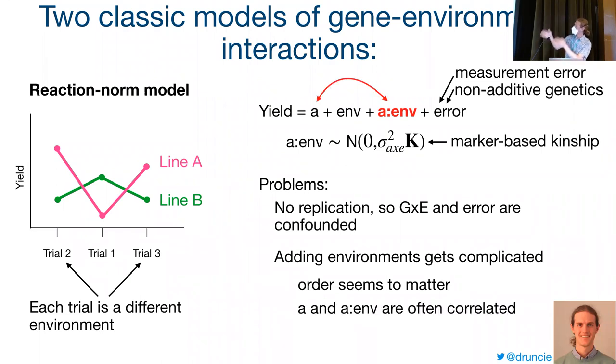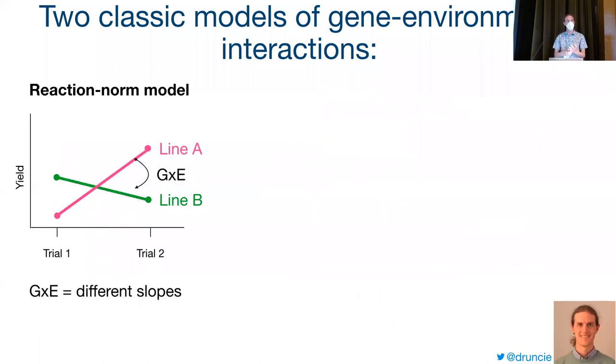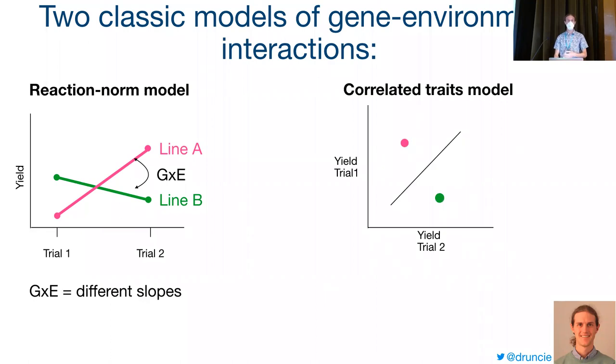Also, modeling is a little bit more complicated because the genetic main effects and G by E are often correlated. And we really have to account for those correlations to be able to do this modeling well. So I think that, for me at least, there's another way of thinking about gene environments that is often conceptually simpler or easier to work with. In the reaction norm model, we think of the yield in trial one and yield in trial two as different versions of the same trait. But in quantitative genetics, there's an equivalent way of thinking about that. And that's describing the yield in trial one as a trait, the yield in trial two as a different trait. And so we're measuring two traits on each line.